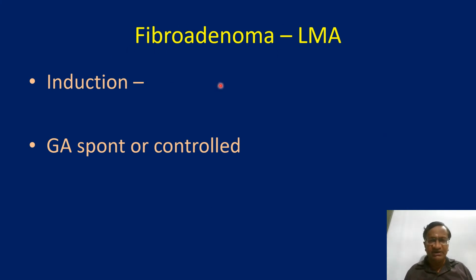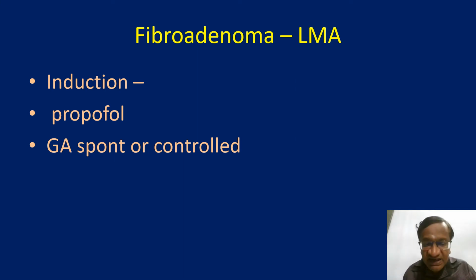For a fibroadenoma, you use a laryngeal mask airway. Induction may be GA or spontaneous. Ideally we use propofol, because, as we have already said, airway spasm is decreased with propofol. The airway reflexes are better diminished with propofol.